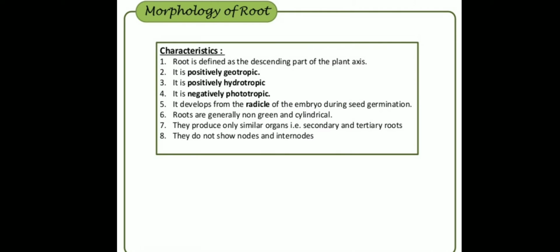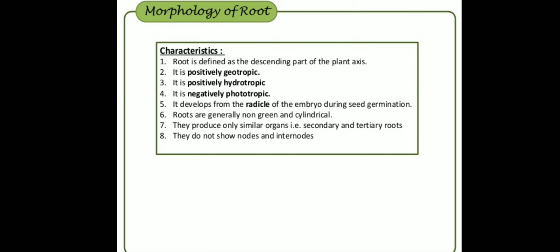So root is defined as the descending part of the plant axis, that is the part of the plant that exists inside the soil. It is positively geotropic, okay, it is positively hydrotropic, okay, and it is negatively phototropic. That is, it moves away from the sun and it moves towards the earth or soil and towards the water. Okay, and it develops from the radicle of the embryo during seed germination.